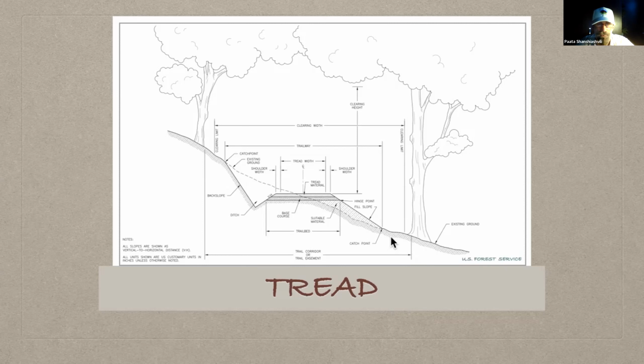So also point out that this is crowned a little bit to shed water, so it doesn't stand on the trail.